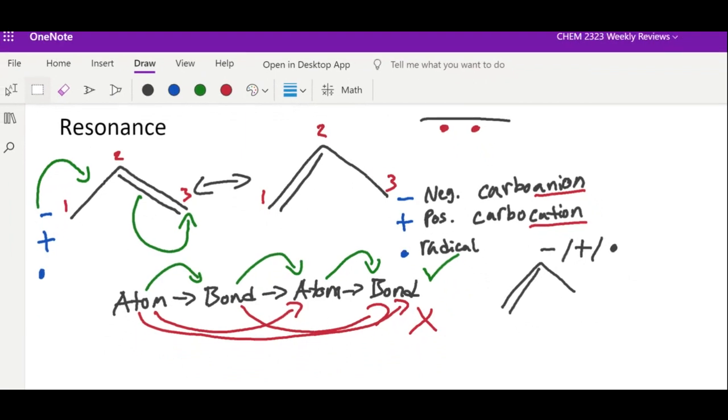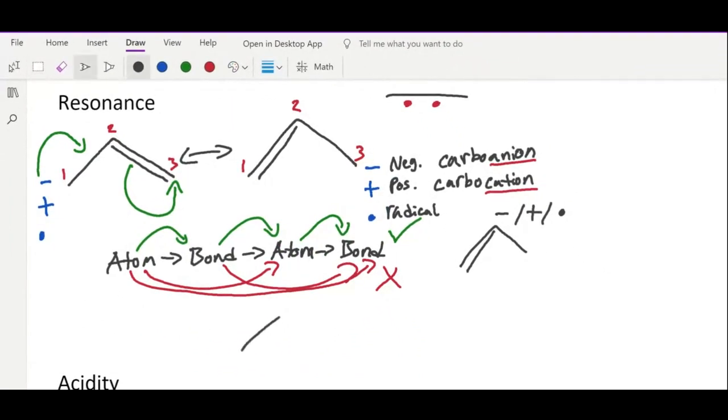Likewise, let's say you have a negative charge there and you have a double bond all the way over here. Can it resonate? Absolutely not. It is way too far away. It can't go all the way here, as shown above. It needs to be right next to each other. So this cannot happen.